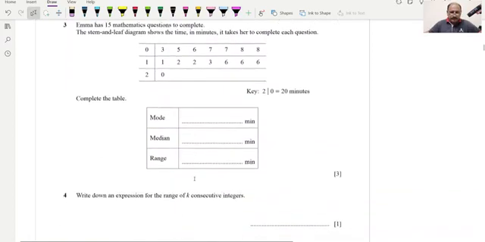Question 3 is a stem and leaf diagram. Emma has 15 mathematics questions to complete. The stem and leaf diagram shows the time in minutes it takes her to complete each question. The key is 2 | 1 equals 21 minutes. Complete the table. So we have to write the mode, median and range. Mode is the most occurring, and we can see the most occurring is this one combined with this one, so it will be 16. So 16 is the mode.